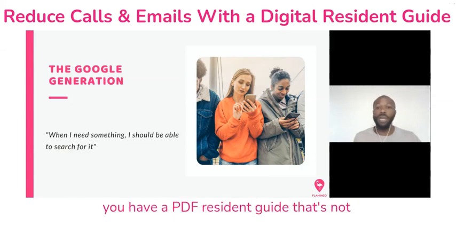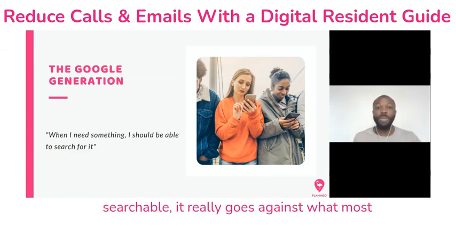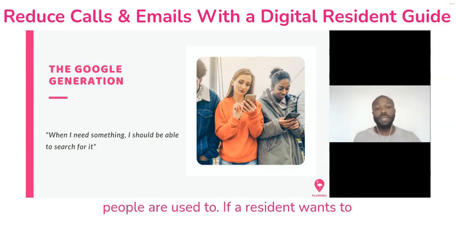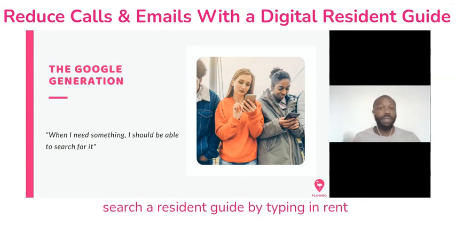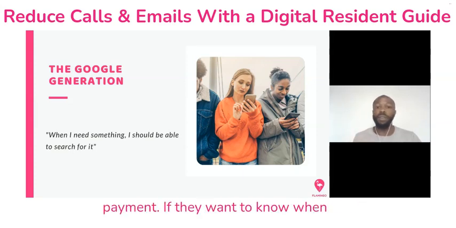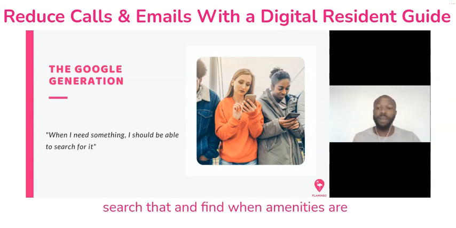So if you have a PDF resident guide that's not searchable, it really goes against what most people are used to. If a resident wants to find how to pay rent, they should be able to search your resident guide by typing in rent payment. If they want to know when amenities are open, they should be able to search that and find when amenities are open.